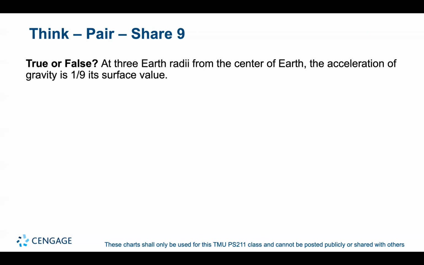At 3 Earth radii from the center of the Earth, the acceleration of gravity is 1/9 its surface value. True. You're 3 times farther away, so there's a factor of 3. That squared is 9, and so that's what you're seeing, it's 1/9.